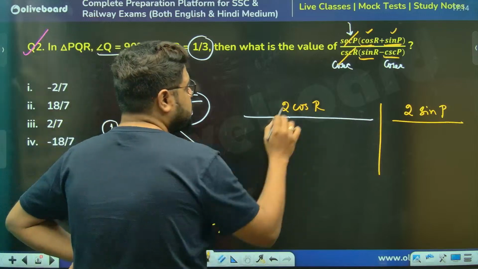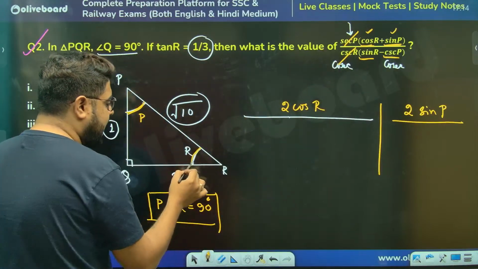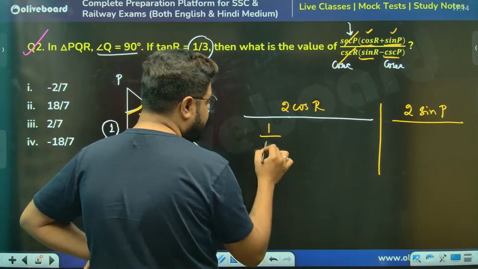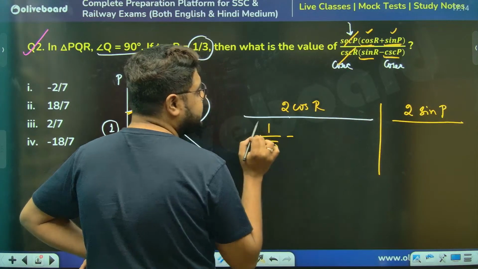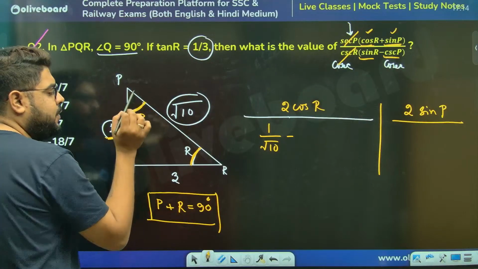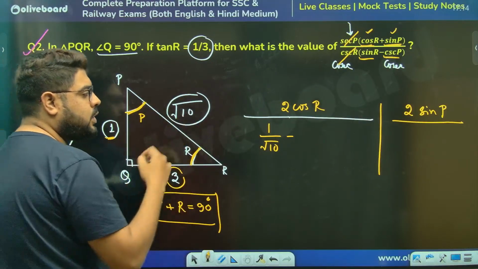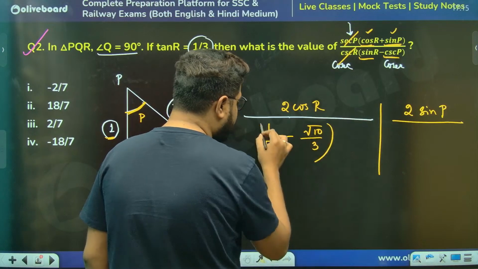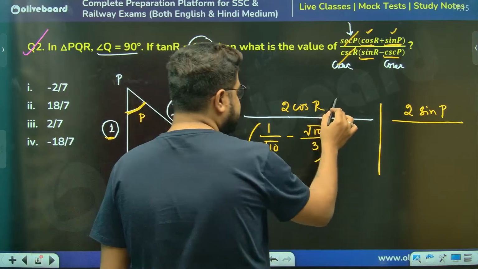Chalo, sir. So sin R value, let's figure out, sir. R is this. Sin will be, sir, 1 divided by root 10 minus cosec P, sir. Meaning sin P, let's figure out. Sin P will be, sir, 3 divided by root 10. So it will be, sir, root 10 divided by 3, sir. I'm hoping that there is no other mistake. Pata nahi.